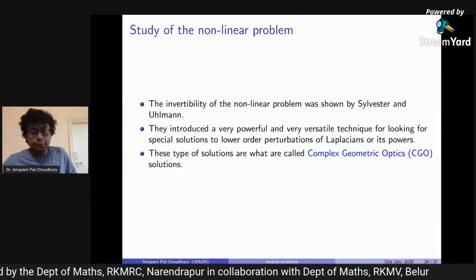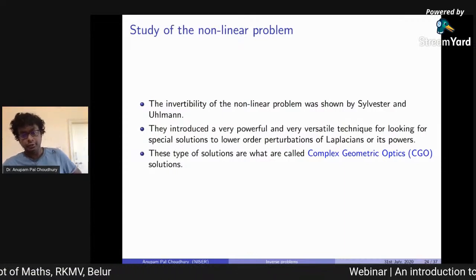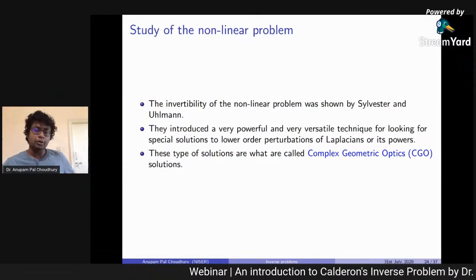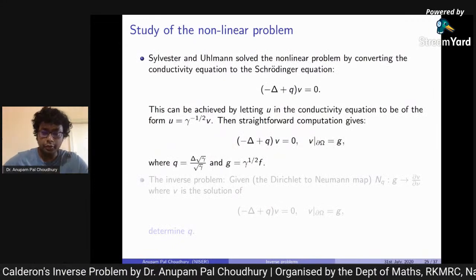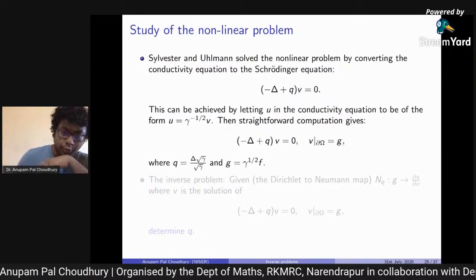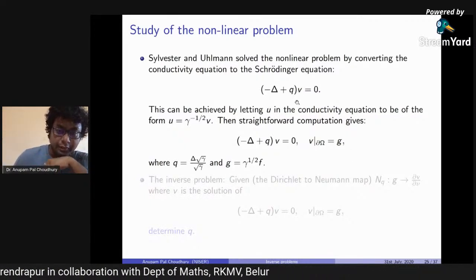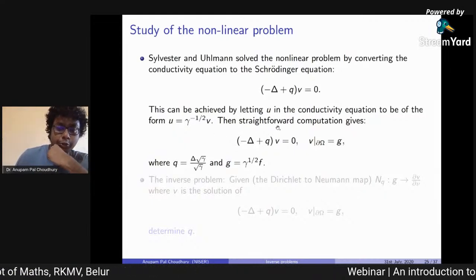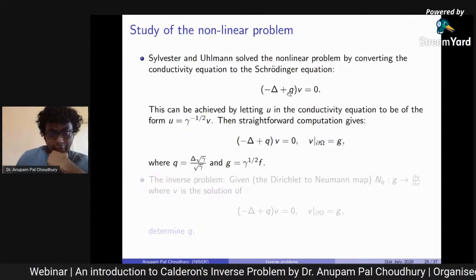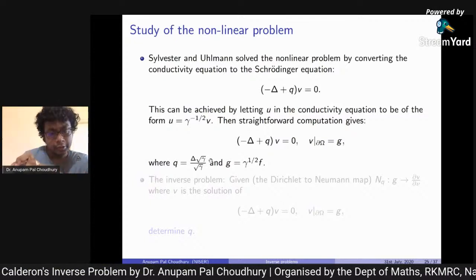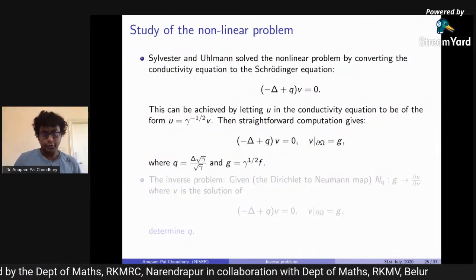So they introduced a very powerful and very versatile technique for looking for special solutions to these lower order perturbations of Laplacians. And this type of solutions are what are called complex geometric optic solutions. Okay, so what did they do? First of all, they noted that the conductivity equation can be transformed into a Schrodinger equation of this form. So using this sort of a transformation, the idea is if you can now recover Q, then you can also recover this gamma. So essentially, you just need to study the Schrodinger equation instead of this.